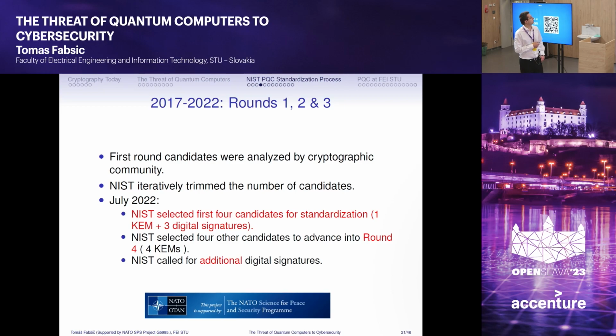In addition, in July 2022, NIST also announced that there will be round 4 of the competition, and they selected 4 other candidates from those original 69 to advance into round 4. And NIST also called for an additional competition for digital signatures. So soon after July 2022, an additional competition for post-quantum digital signatures started. And I will talk about each of these 3 points on the next slides.